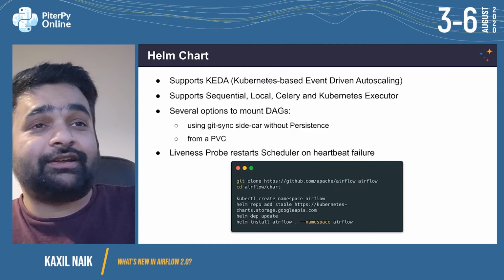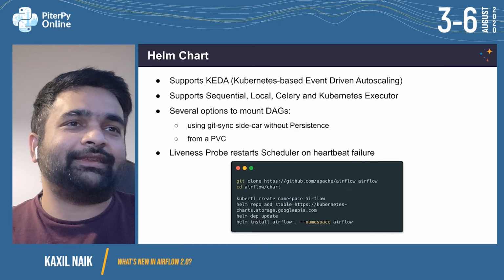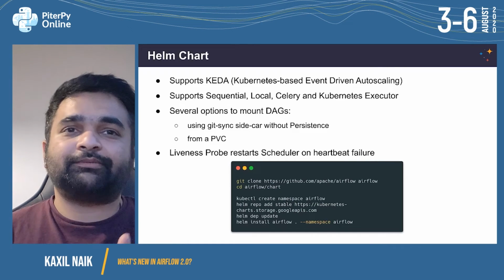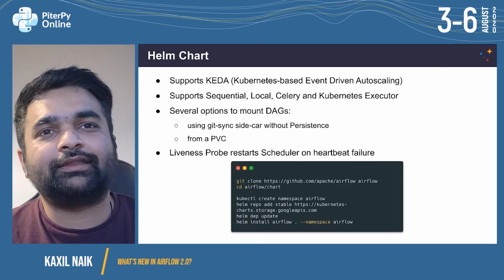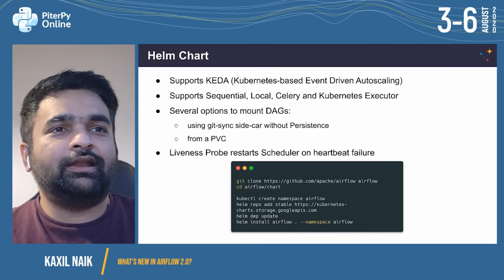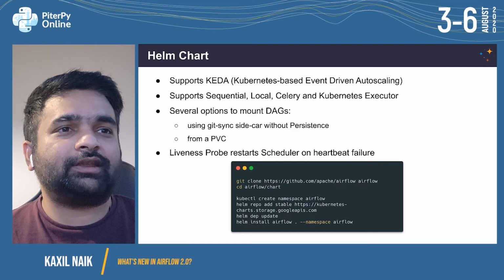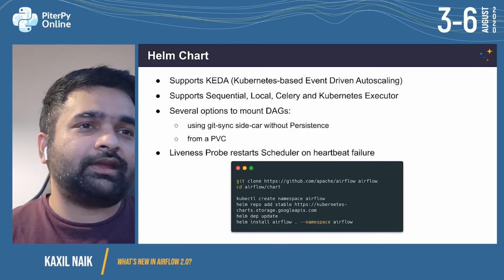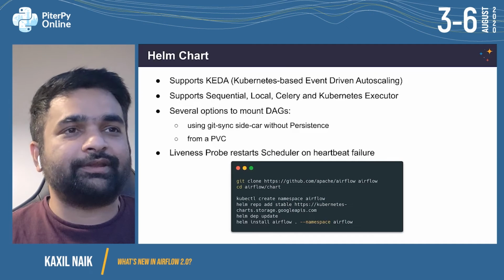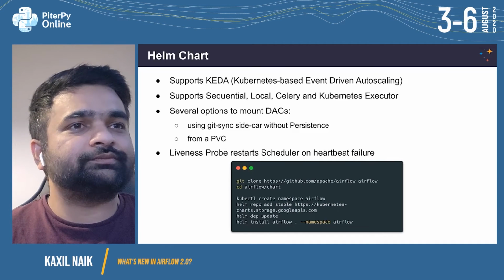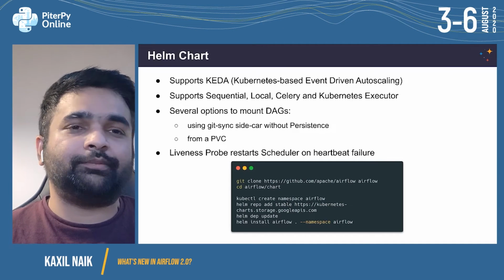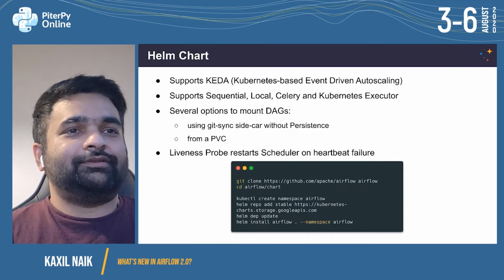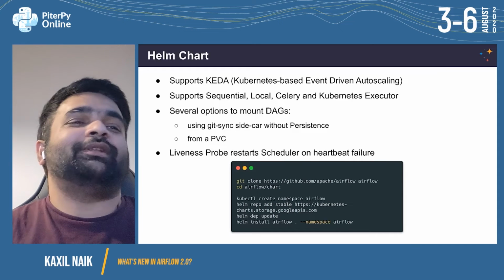Okay, there are several options to mount DAGs. You can use a git-sync sidecar without persistence, or from a PVC. There are liveness probes that reset the components on failure, like the scheduler will be restarted on heartbeat failure. The commands over there are just how you can start using the Helm chart. Just clone the Airflow repo, go to the charts directory, create the Airflow namespace, do a helm dependency update, and helm install airflow.